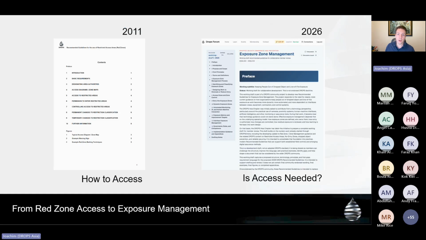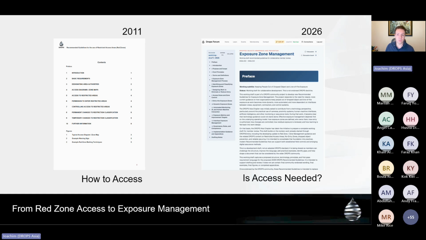So the proposed draft is not moving away from the basic red zone concept. The underlying principle remains the same. Where there is an increased risk of dropped objects or other line of fire exposure, access should be restricted. That remains valid, and it remains important. What changes is the emphasis.